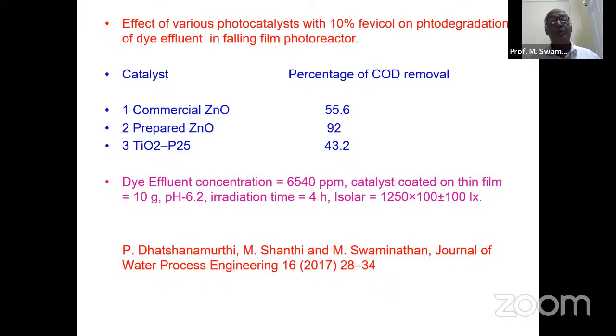So once you know that it is possible to remove in 4 hours, then you can go for the large scale treatment also.